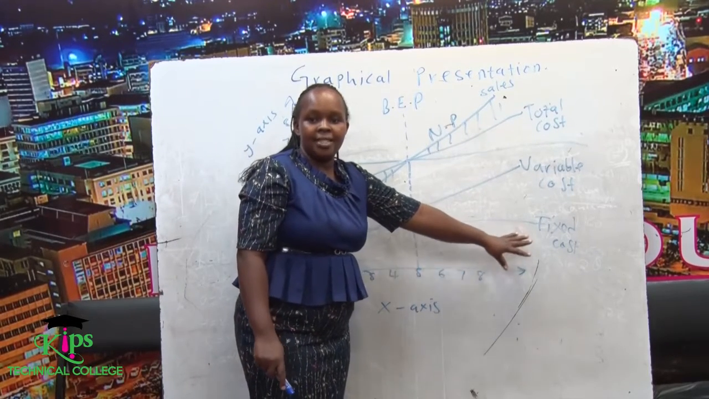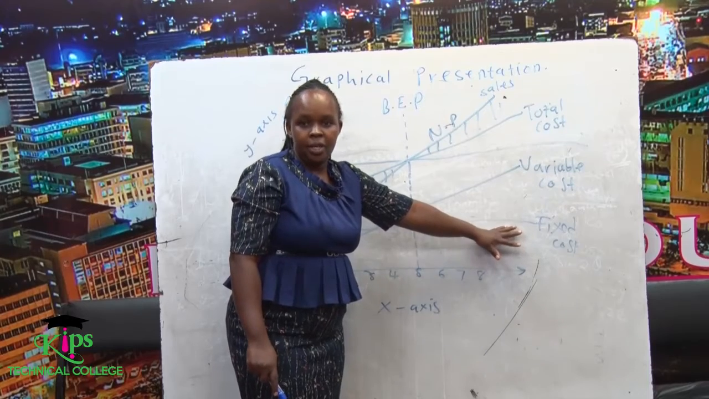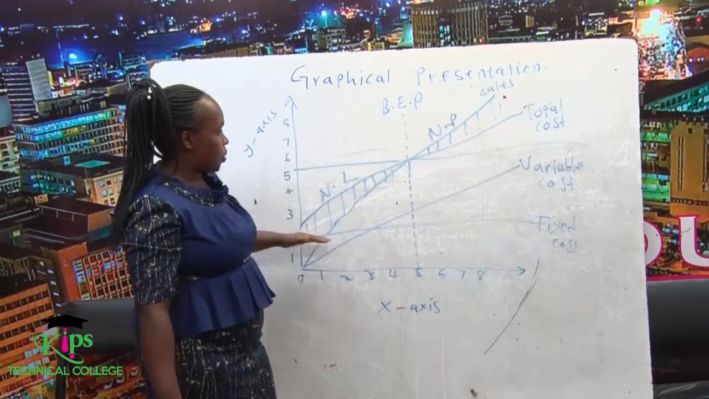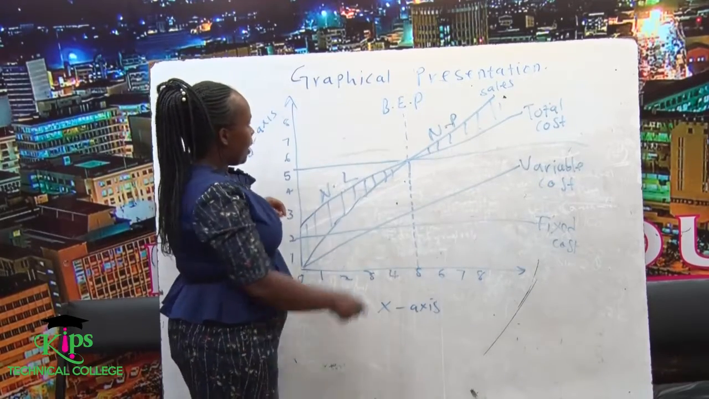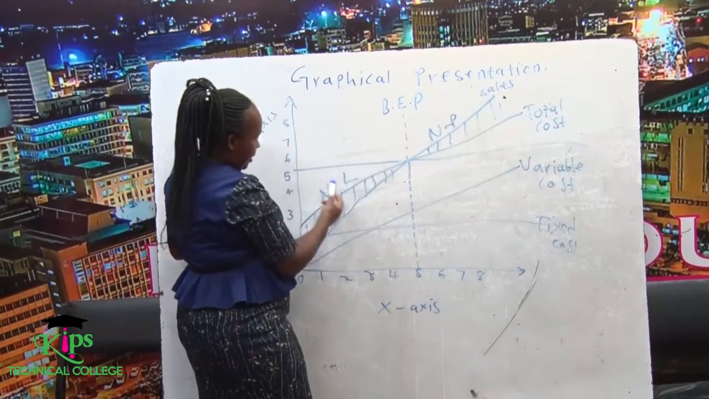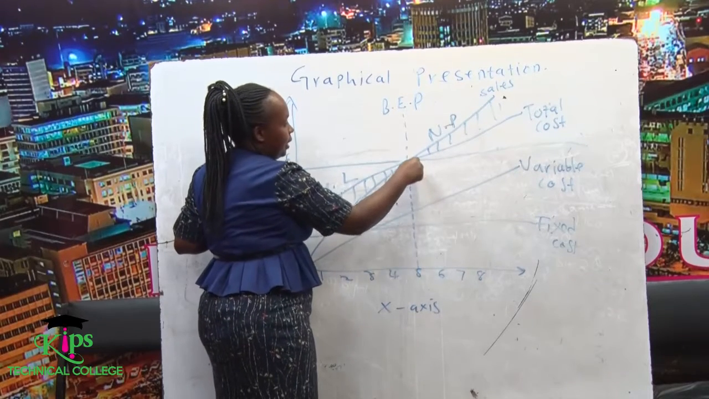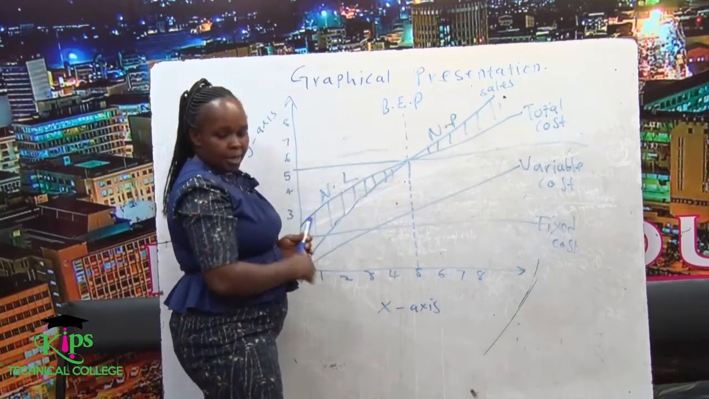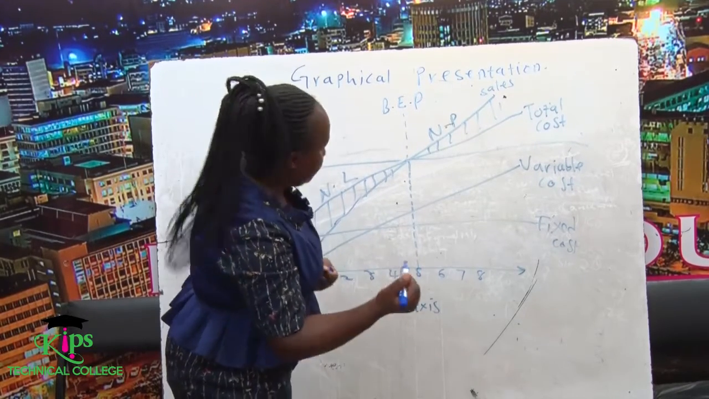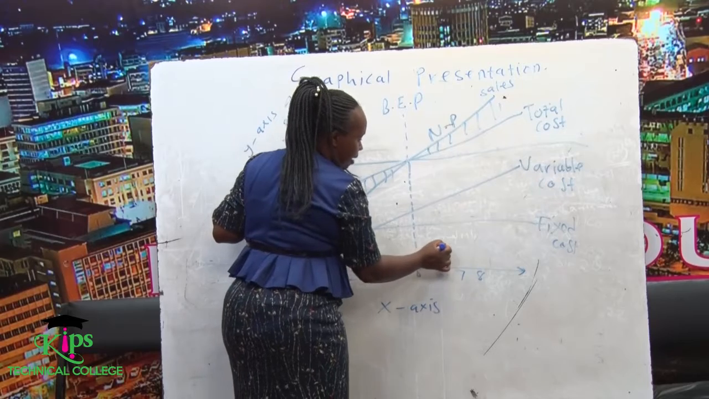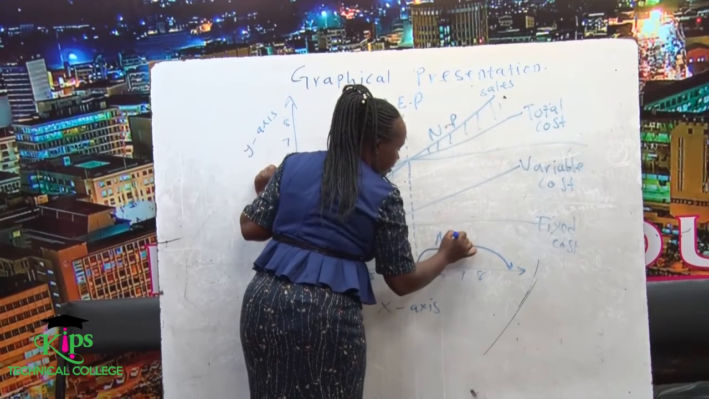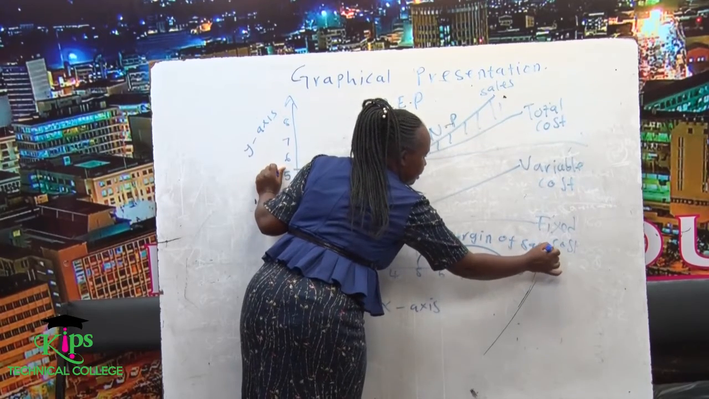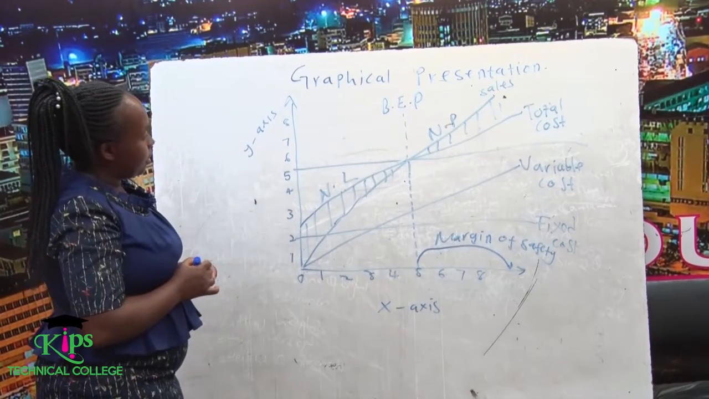Fixed costs are things like rent. Rent does not change, so rent remains fixed. It is a fixed cost, that's why it is a straight line. Now, where you see that the sales and total cost meet, the point where they meet is called the break-even point. From the break-even point, we have another one which we call the margin of safety. Now that is the graphical presentation.